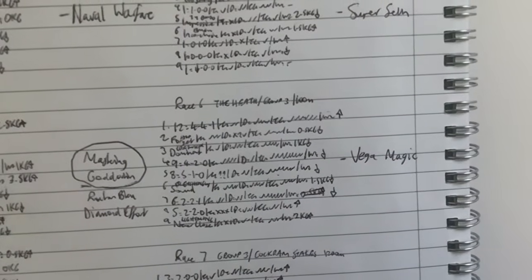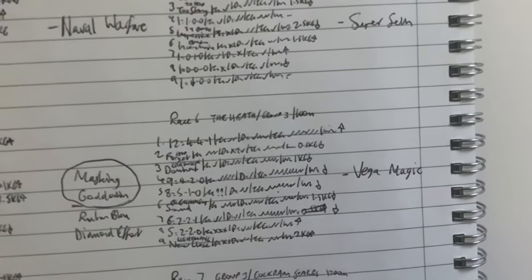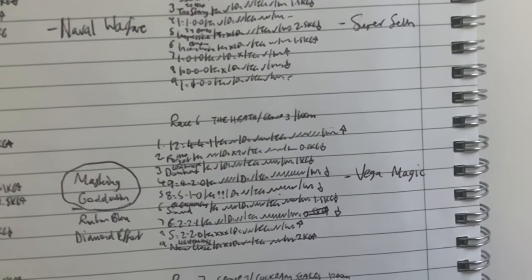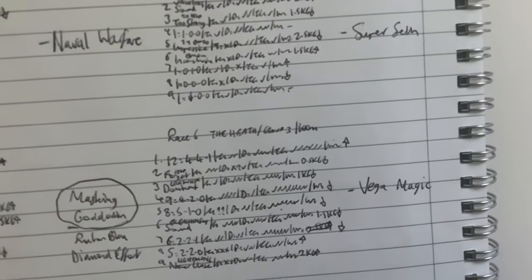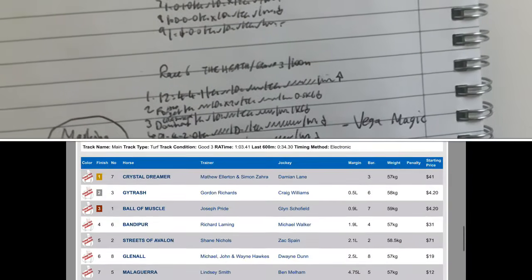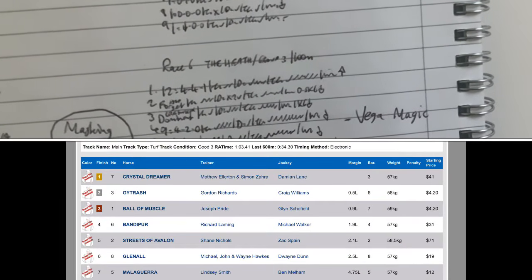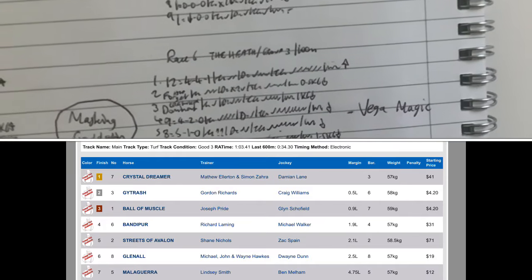Then in the Heath, it was won by Crystal Dreamer. I remember it paid a big price. It was number 7. Decent first up record, very good on the track condition, and it was pretty good on the track and distance as well. I could have easily had that horse, but I went with Vega Magic, who was the $2.10 favourite, number 4. It also had some very good form and did nothing.